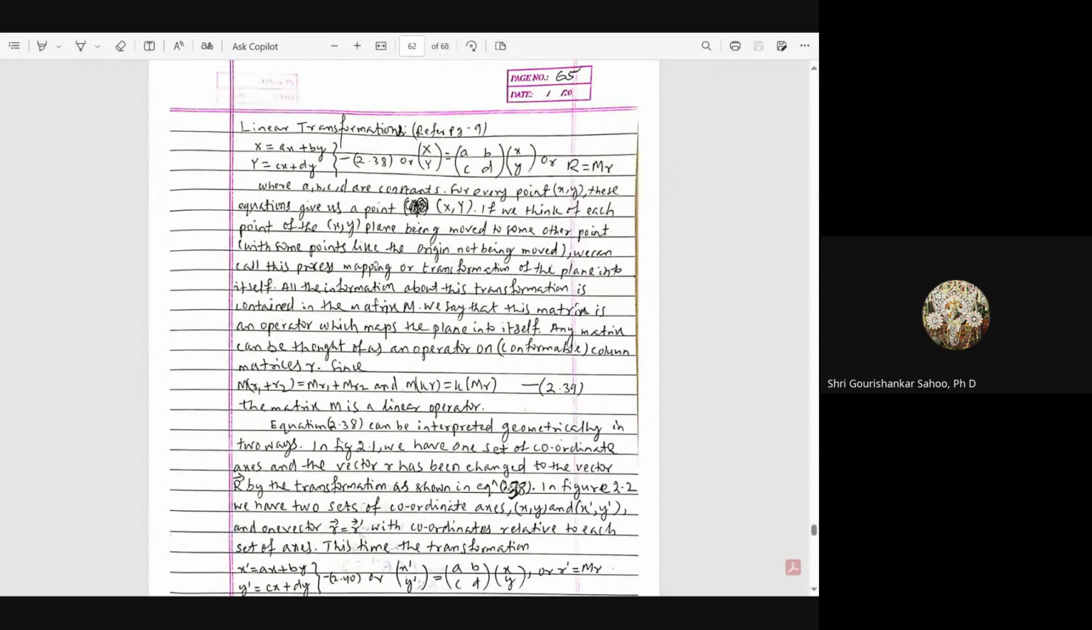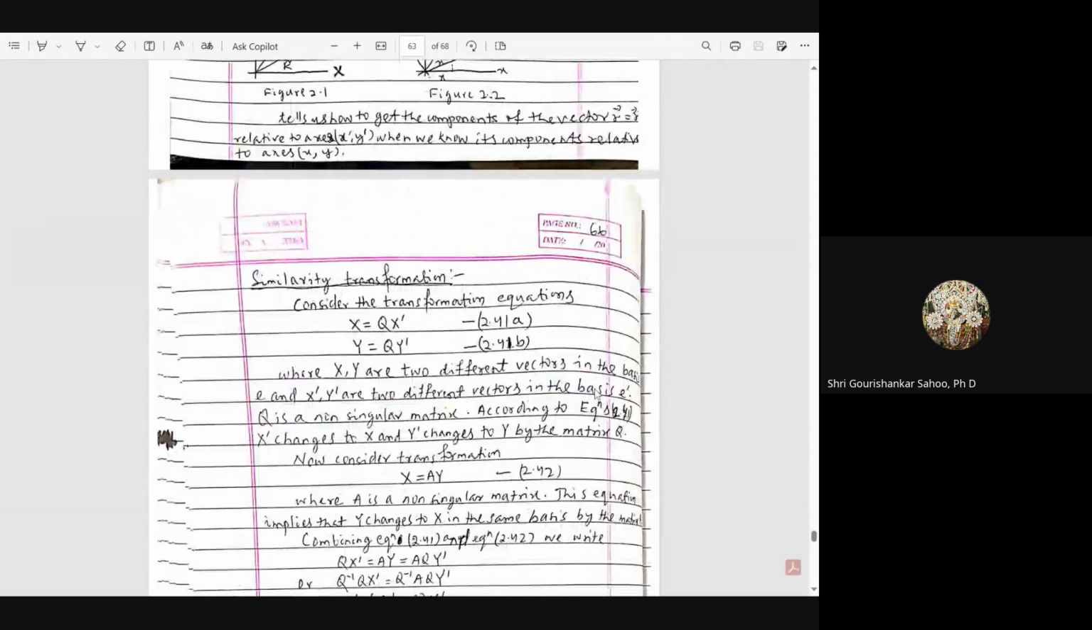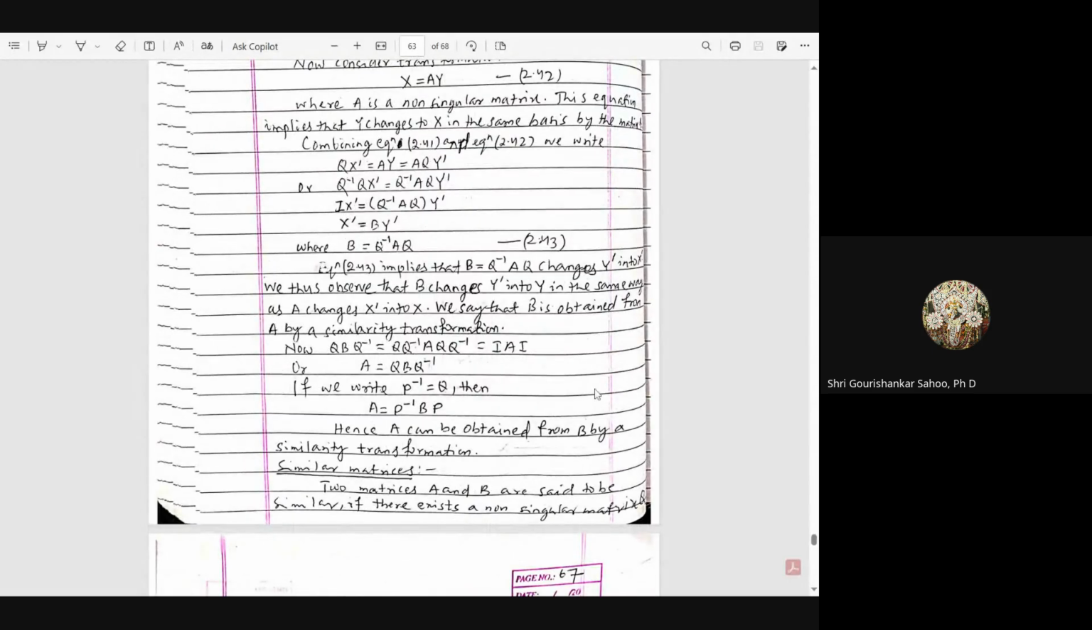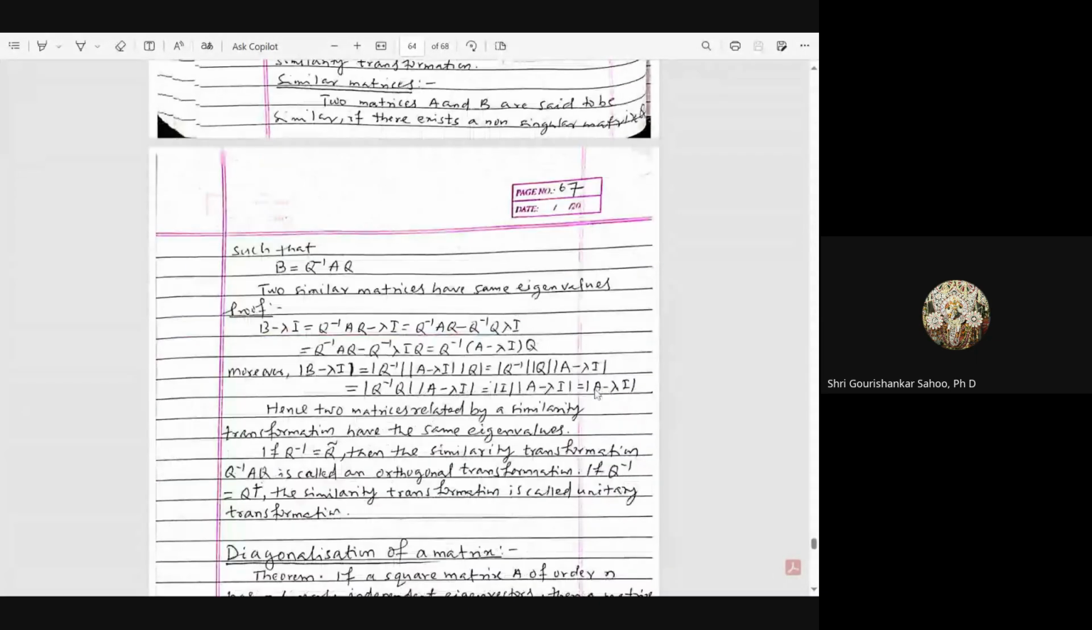So linear transformation: if X is equal to Cx', Y is equal to Cy', then R is equal to M. Yesterday I was discussing this. Then your similarity transformation, X is equal to Px', Y is equal to Py', and you have A is equal to P inverse BP, and this is nothing but similarity transformation, and you will get a similar matrix from it.